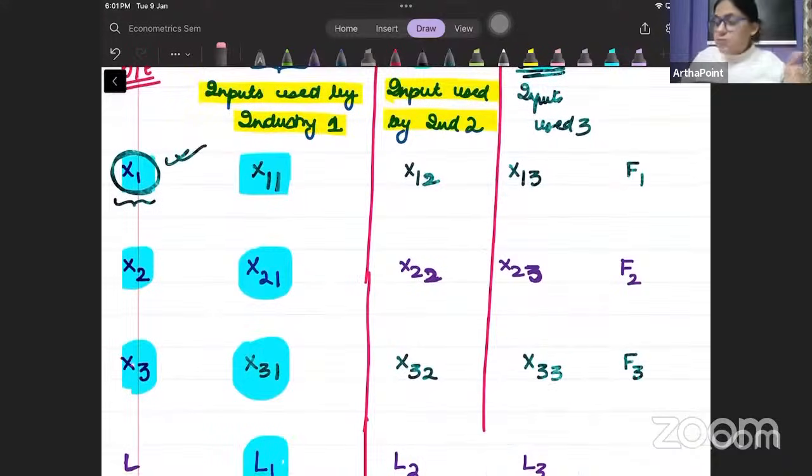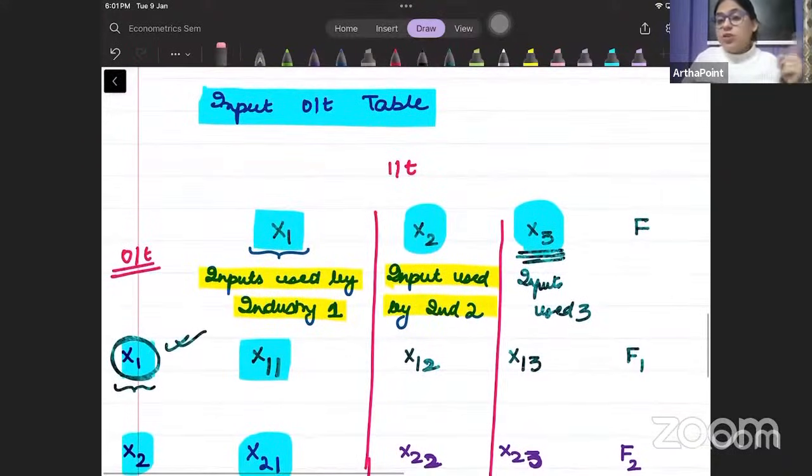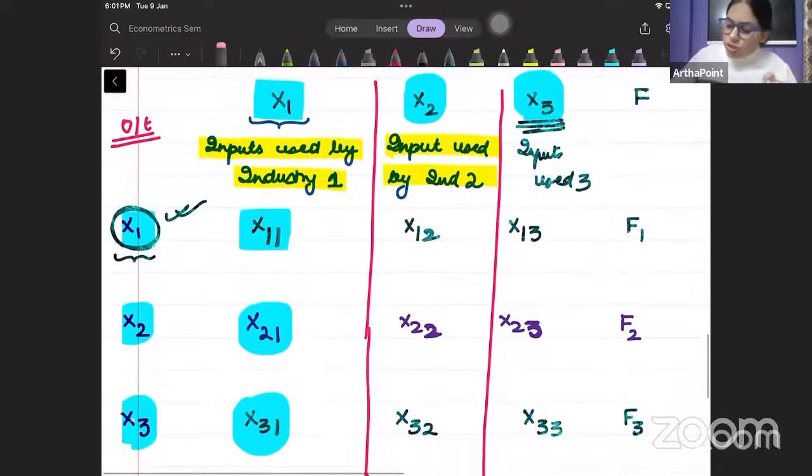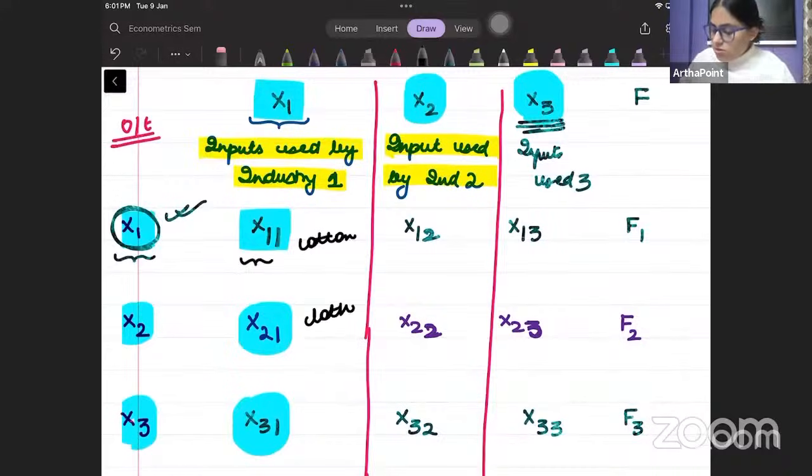And therefore columns cannot have any units. Column will not have the same unit. क्यों? क्योंकि शायद I am using these many units of cotton, these many units of cloth, these many units of thread. So they cannot have the same unit. Column का unit same नहीं हो सकता है.